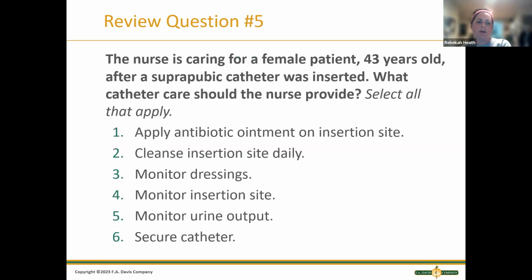Boo, boo. Question number 5. The nurse is caring for a female patient, 43 years old, after a suprapubic catheter was inserted. What catheter care should we provide? Select all that apply. All right, let's go through this. Apply antibiotic ointment on the insertion site. What do you think? Only if ordered.